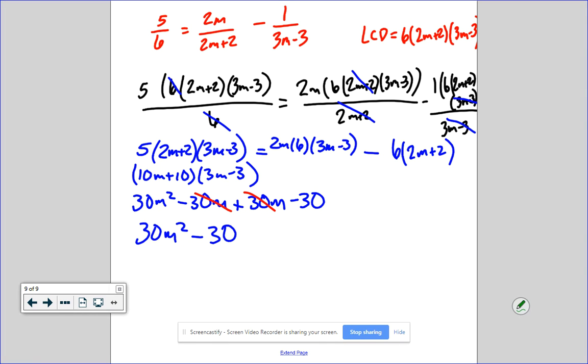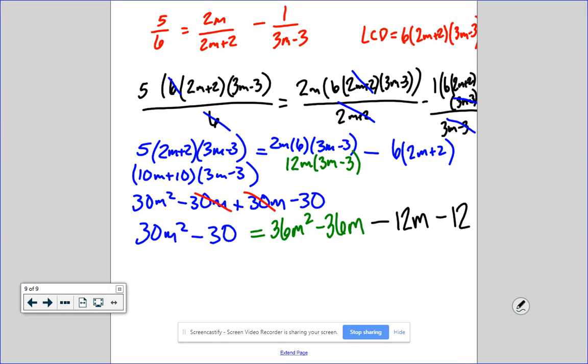Okay? The first term on the right, 2m times 6 is 12m. Now, if I want to distribute, 12m times 3m is 36m squared. 12m times negative 3 is negative 36m. The last one, minus 6 times 2m is 12m. Negative 6 times 2 is negative 12. You have to make sure you carry that negative out front of the 6 all the way through.